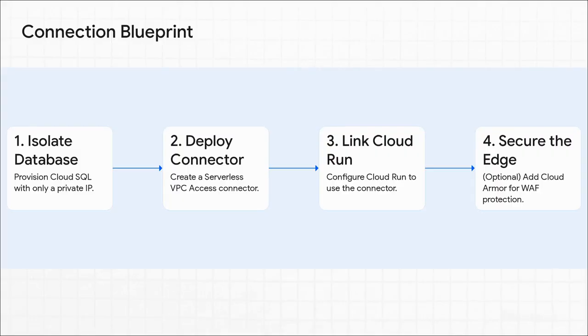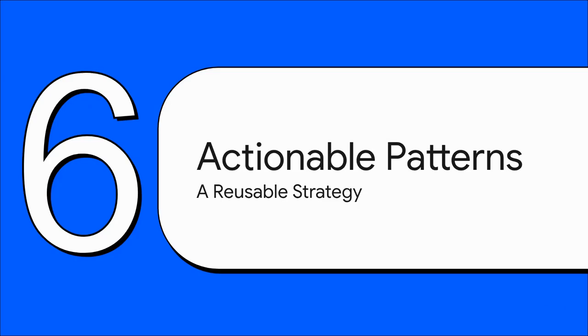And here is our 4-step blueprint. First, step 1, and this is non-negotiable: isolate that database. When you create your Cloud SQL instance, you make that critical choice to give it only a private IP. Next, step 2, deploy the connector. You'll create a Serverless VPC Access connector inside that very same VPC. Then, step 3, link it to Cloud Run. In your Cloud Run service's settings, you just tell it to route all of its outgoing traffic through that new connector. And finally, step 4, this one's optional but highly recommended: secure the edge. You can put Cloud Armor in front of your Cloud Run service, and it'll act as a powerful web application firewall.